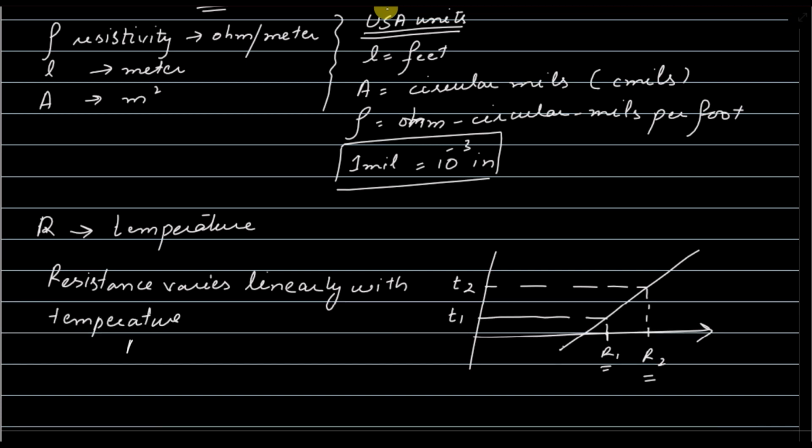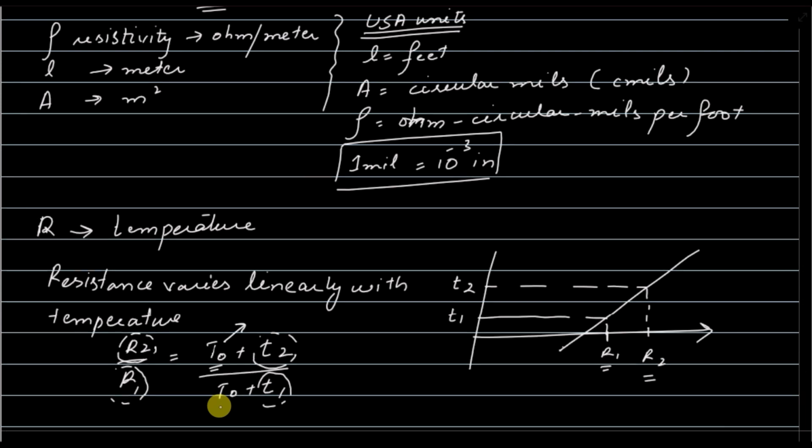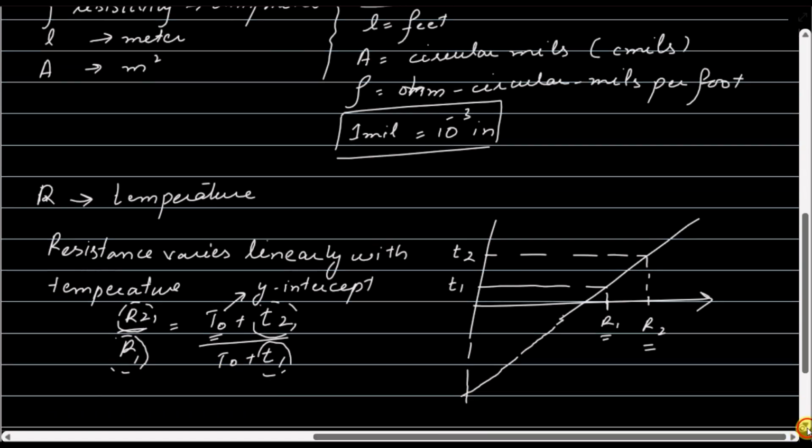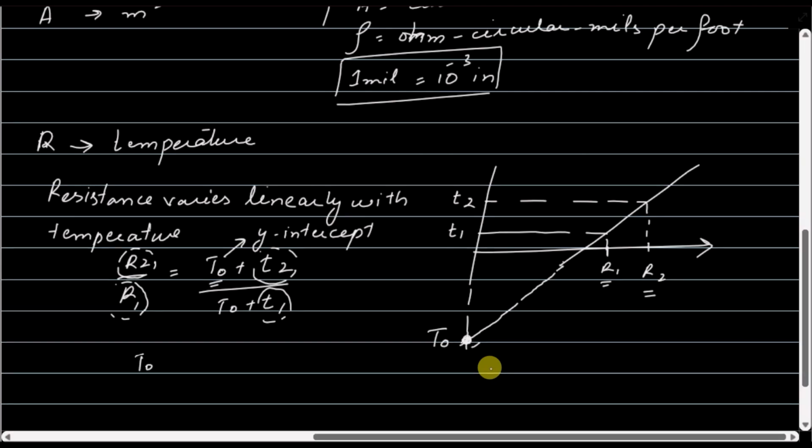If I have to write a formula for that, R2 over R1 is equal to T0 plus T2 over T0 plus T1. T2 is the temperature at which the resistance of the conductor is equal to R2, and T1 is the temperature for resistance R1. This T0 is actually the y-intercept. If we extend this line, there is a point at which this line will intersect the y-axis, and this particular point is the T0. So T0 is a conductor specific value. T0 is dependent on the conductor.